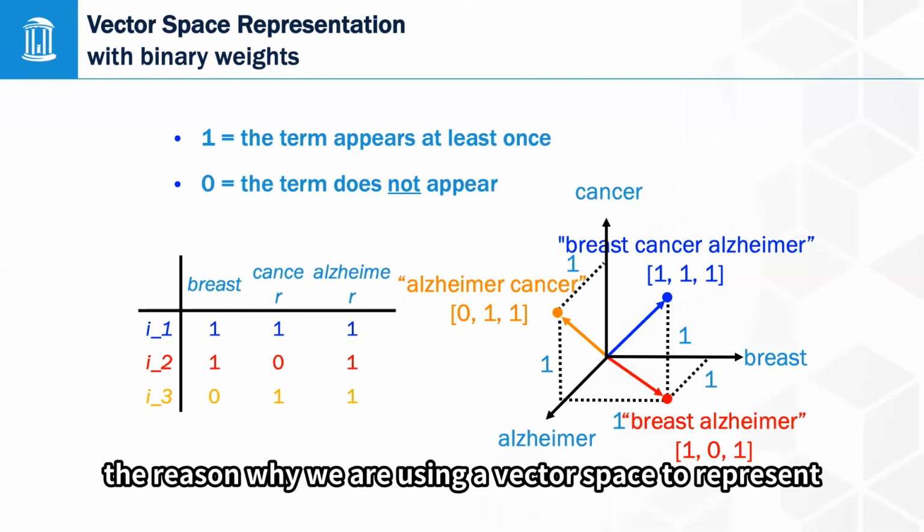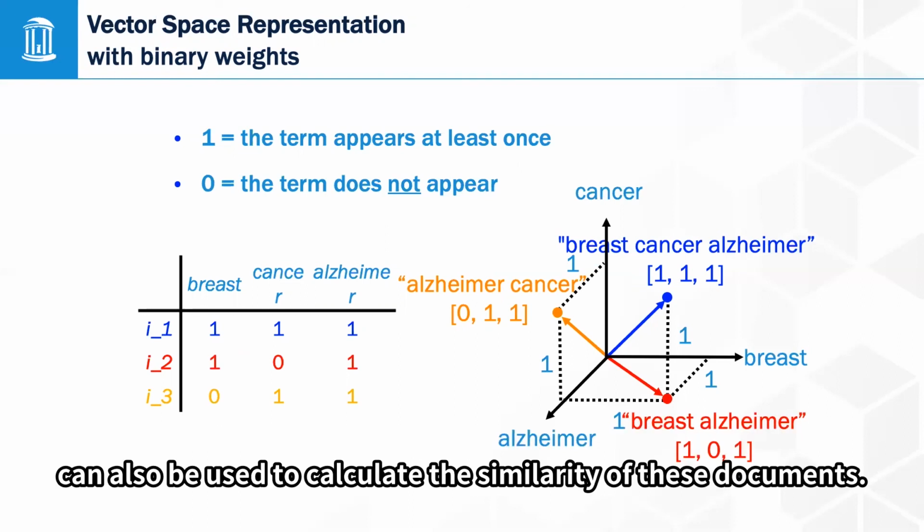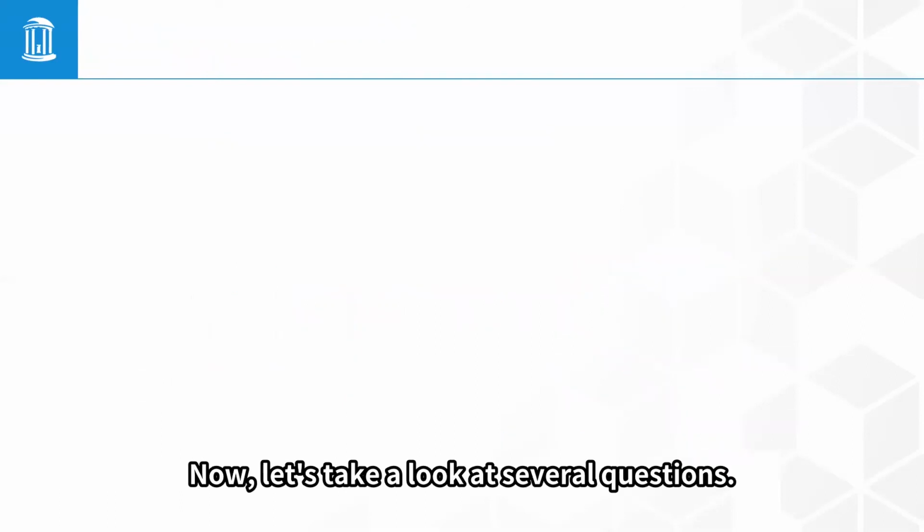Now you may see the reason why we are using a vector space to represent these documents. Instead of coordinate values, angle and distance can also be used to calculate the similarity of these documents. Now let's take a look at several questions.